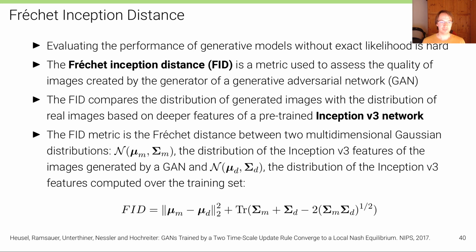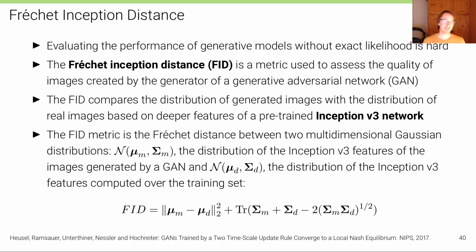So the Fréchet inception metric is the Fréchet distance between two multidimensional Gaussian distributions. There's a Gaussian with parameters mu_m and sigma_m. This is the model distribution. And this is the distribution of the Inception v3 features of the images generated by the GAN. And this is the distribution of the same Inception v3 features computed over the training set. So if you take the Fréchet distance between these two Gaussian distributions, this is the expression that you will derive.